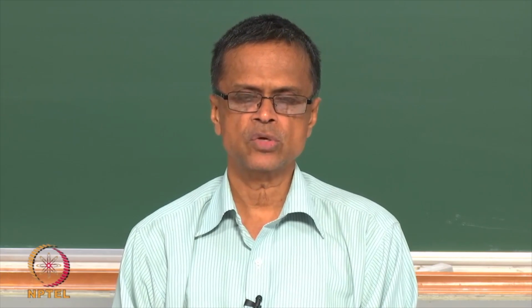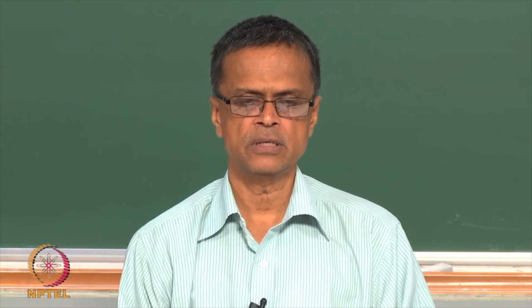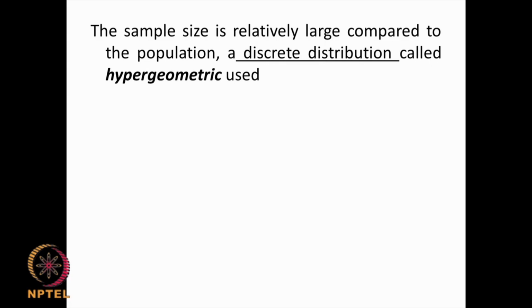We take 10 students from a university and measure their heights. Okay, so the population is huge, whereas in a hypergeometric distribution the sample size is considerable relative to the population size. Okay, so it is not really very small. That means the population is not very large. So when the sample and population are not very far apart, that sort of distribution is called the hypergeometric distribution.